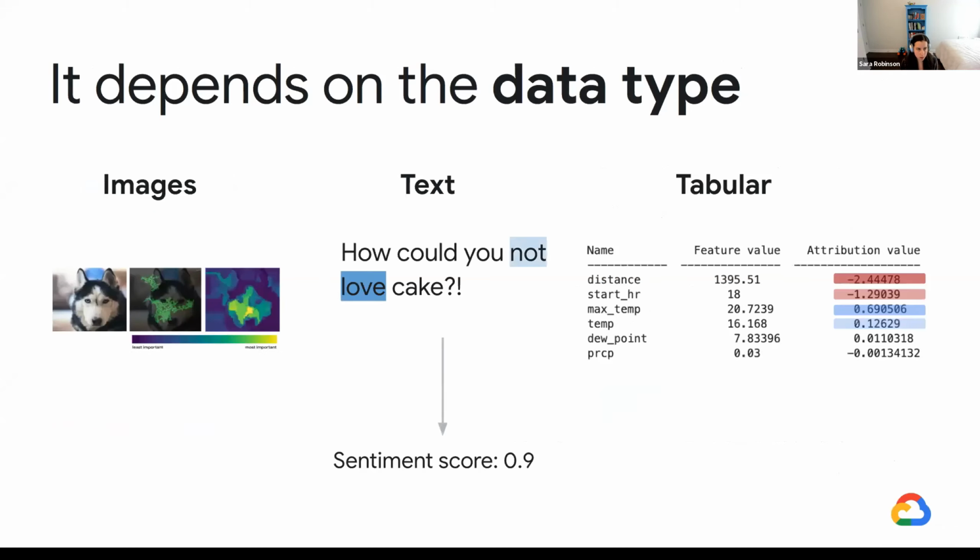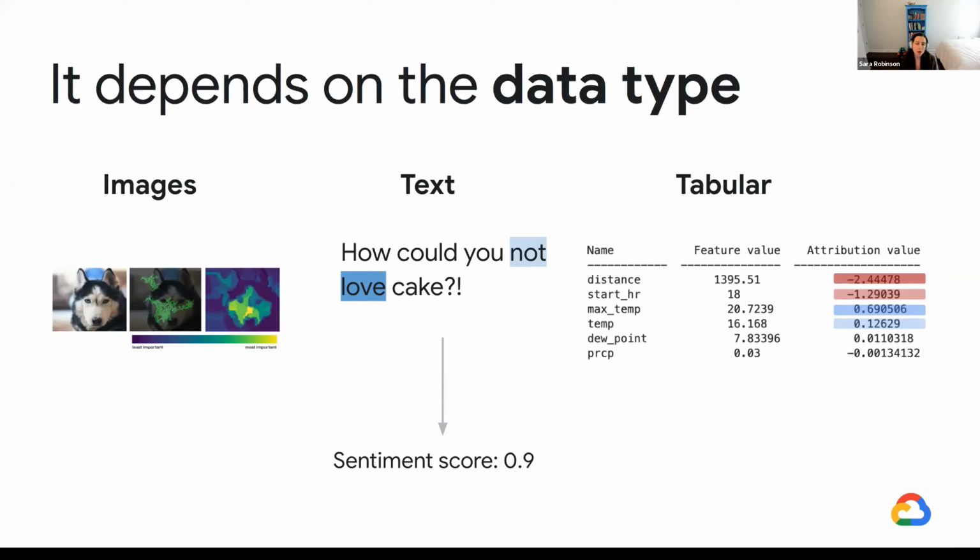So for image data, and what I'm showing here is just one type of explanation, so this isn't all-encompassing, just one way you could use explanations on these different data types. For image data, explanations could give you what's called pixel attributions to show you the pixels in the image that contributed to the model predicting a particular thing. In this case, this is a model that's predicting this image is a husky, and the pixel attributions are showing us which regions caused the model to predict that.